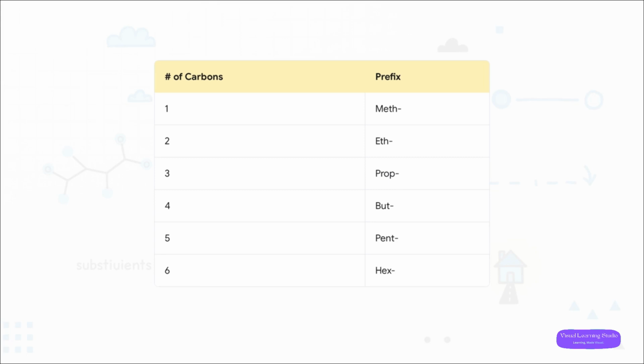Okay, that build step, this table right here, this is your new best friend. Seriously, there's no way around it, you just got to memorize these prefixes. It's like learning the alphabet before you learn to read. 1 carbon is meth, 2 is eth, 3 is prop, you get the idea. This is non-negotiable. It's the password to understanding organic chemistry.